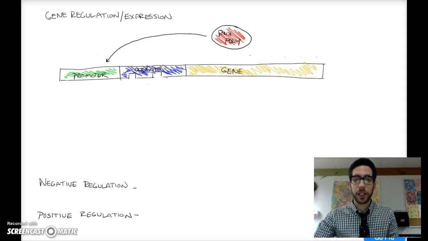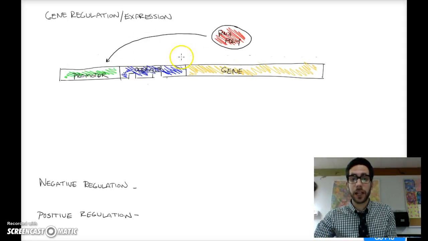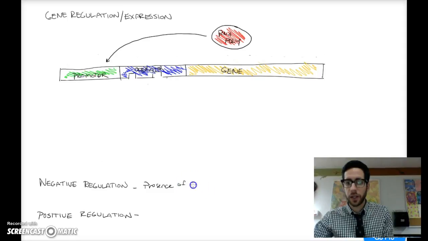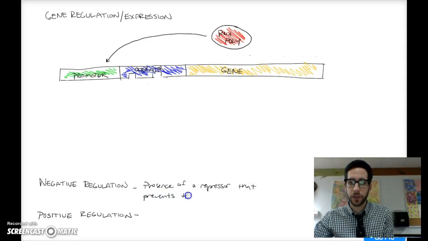Now, if we want to get into the specifics in regard to regulation, the fundamental idea is that if something is not regulated, RNA polymerase binds to the promoter and then continues moving down the gene in order to read or transcribe it. Now, the operator has the unique opportunity to determine whether or not that happens. So the first type of regulation that an operator can express is negative regulation, and this is where there is the presence of a repressor that prevents transcription.